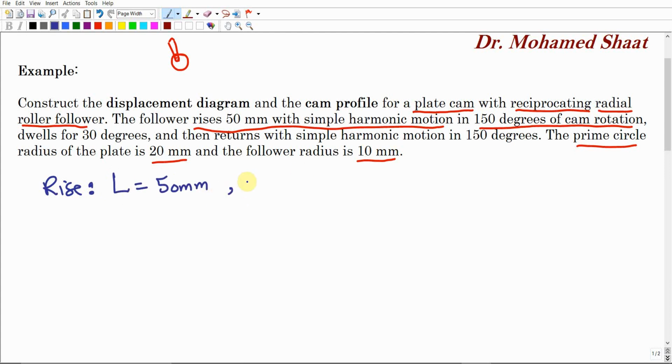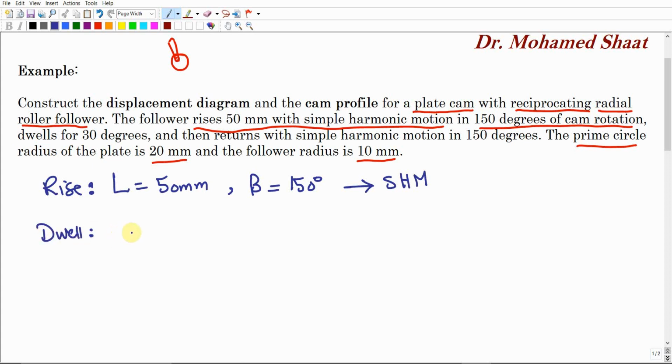Then what? For theta, it's gonna be 150 degrees, and the type of motion is gonna be simple harmonic motion. Make sense? This is what he mentioned here. Then it's going to dwell for 30 degrees. So we do have a dwell period, which is gonna be a stationary follower.